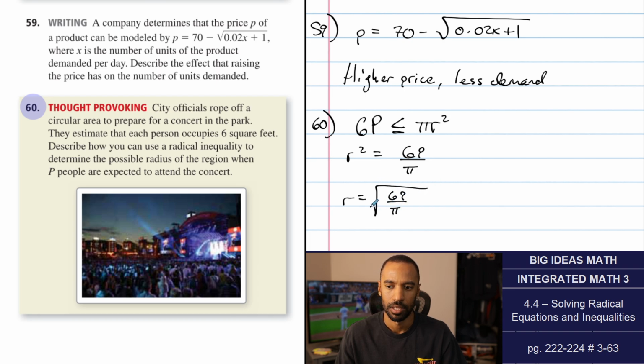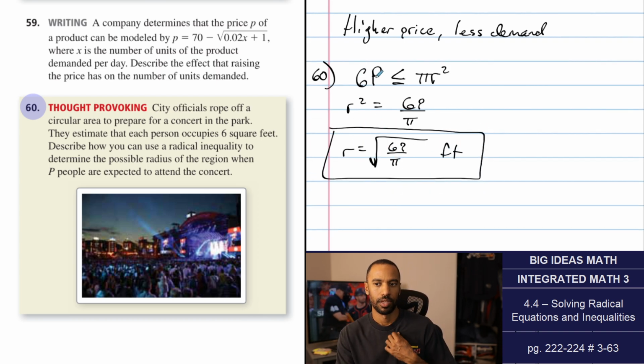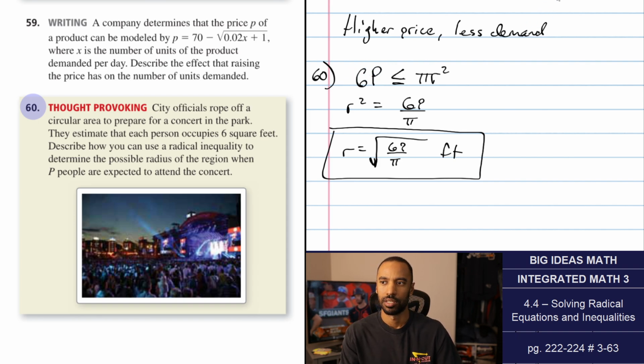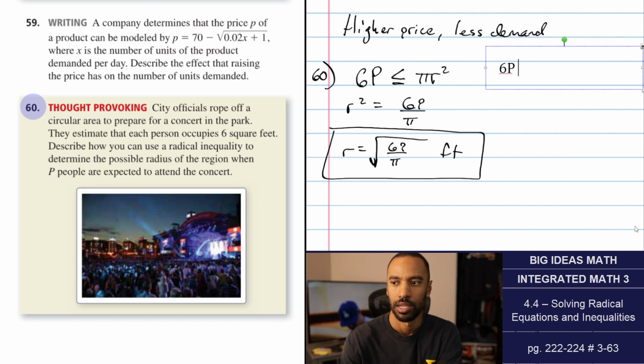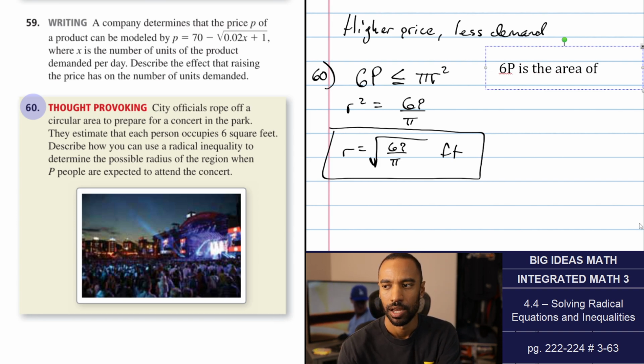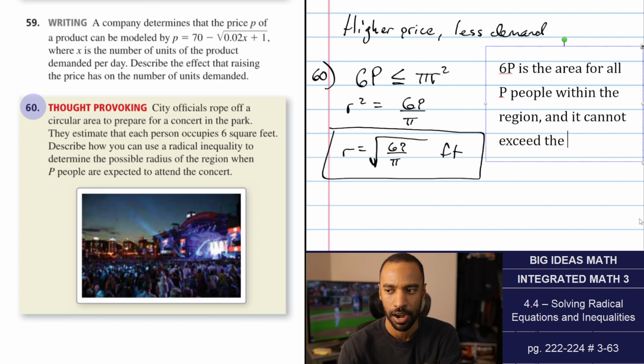So feet. It's not really a description other than what I said out loud, but this is the max area. This is the area of the region. We cannot exceed the area of the region. So I'll just say 6p is the area for all p people within the region, and it cannot exceed the area of the region.